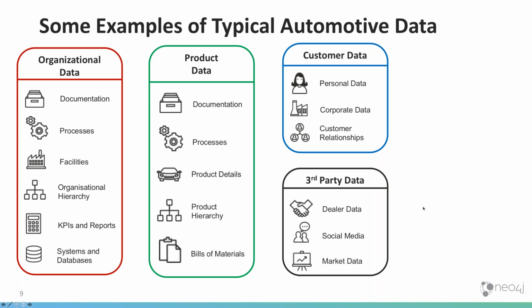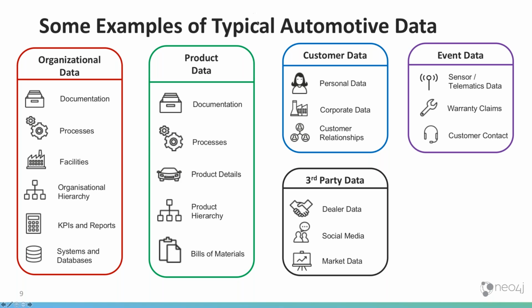Then there's third-party data. So we mentioned dealer data, data about your partners, the dealer network that you work with. Social media posts, information you might get publicly from Instagram or Twitter or Facebook. And then there's market data, and this could cover lots of things. It could be market data about your competitors. It could be press releases and news stories and so on about you or about your products. Or it could be information about your suppliers, macroeconomic data, tariff information, things like this.